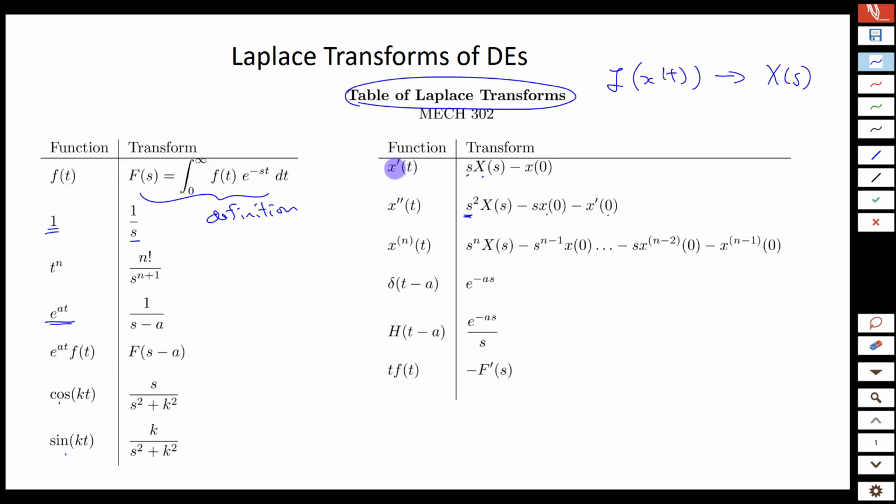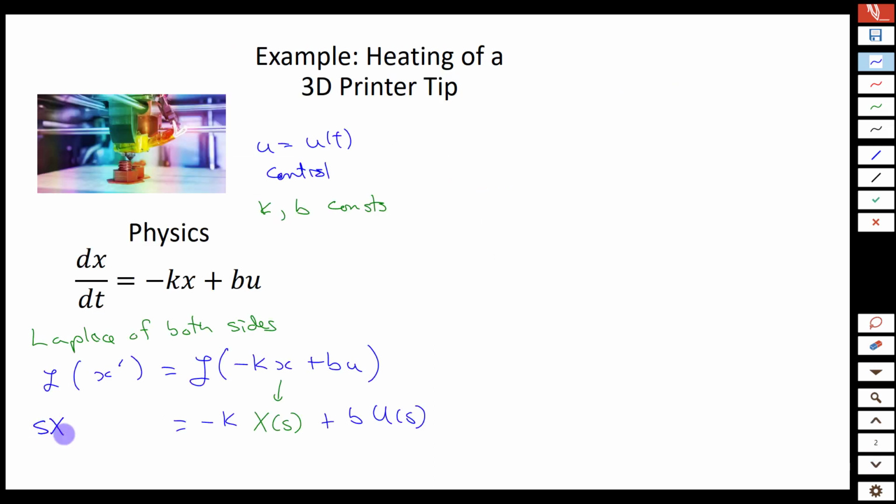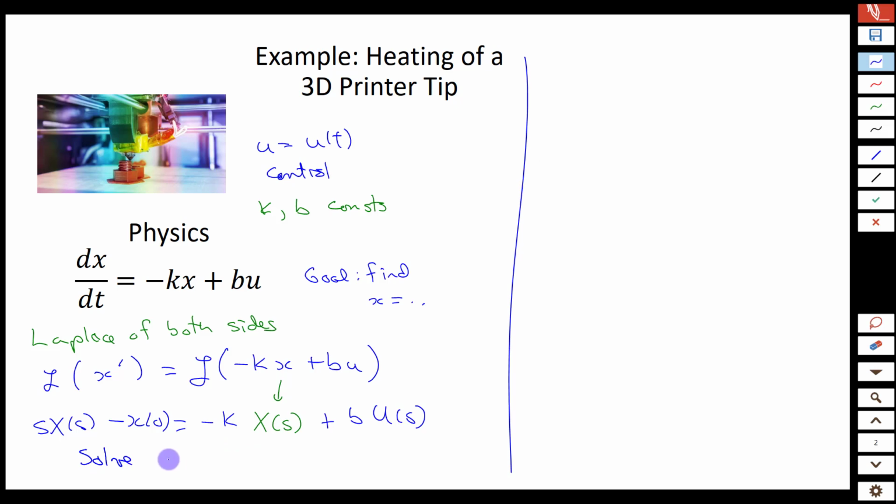The transform of x prime is s x of s minus x of 0. And so when we say take the Laplace transform of a differential equation, this is what we get. Now keep in mind what our goal is. It's to find what x equals. What we're going to get out of this is not quite that, but you'll see something very closely related. We're going to solve for its transform version, the capital X of s.